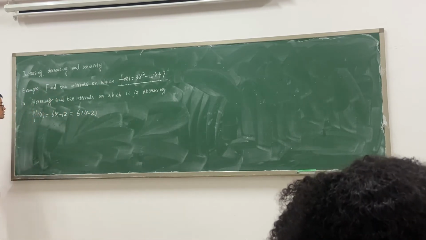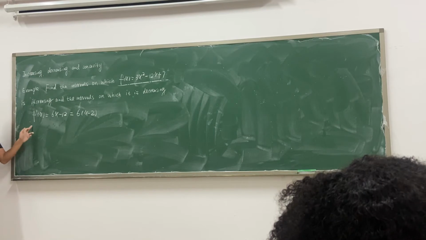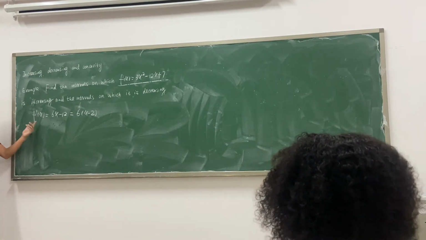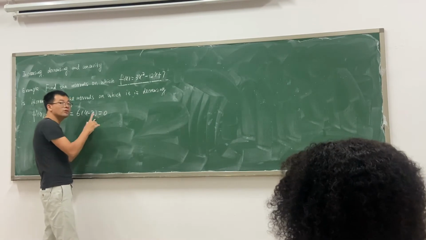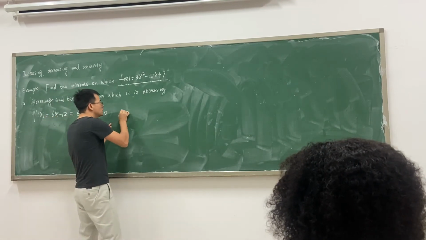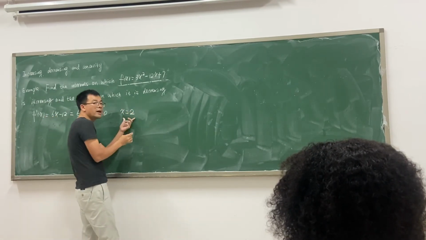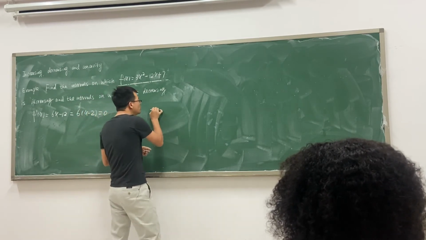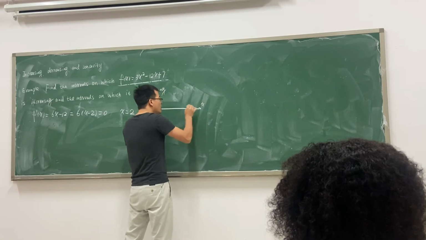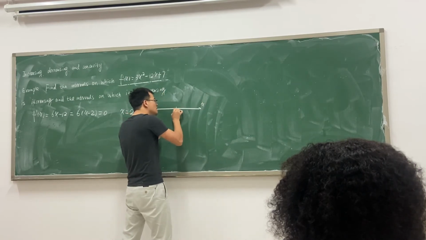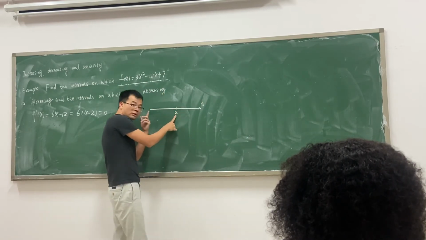The first step is you let f prime equal to 0. You can see x equals what? x equals 2. So you plot the point on the x coordinate. Here is 2, so this point.